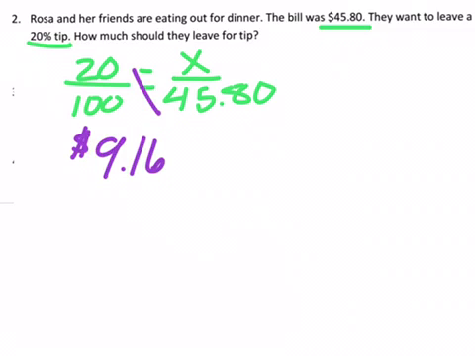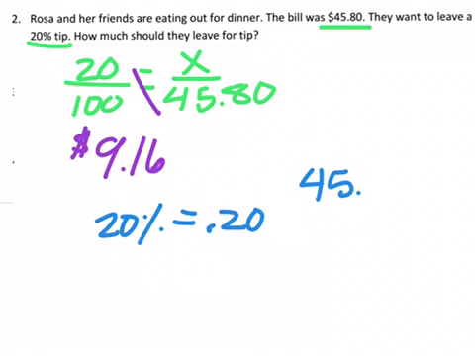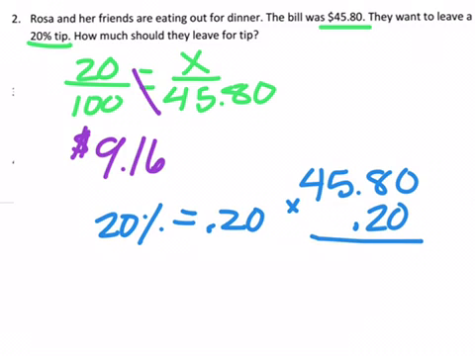So on this problem, what I did personally was I found the decimal version of 20%. So 20% is the same thing as 0.20. And you multiply it to the number. So you do 45.80 and you multiply it to 0.20 and you find your answer. The answer is $9.16. Make sure with money, no matter what you do, you round it to the hundredths place, because money only goes to 2 decimal places.